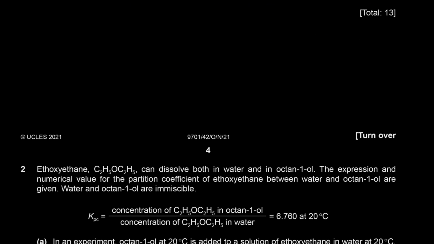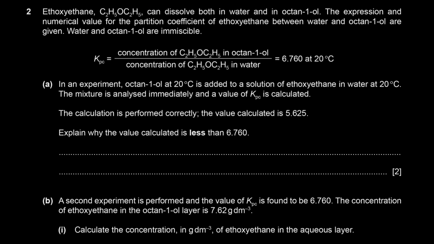All right, the next question is question number 2. Ethoxyethane can dissolve both in water and in octanol. The expression and numerical value for the partition coefficient of ethoxyethane between water and octanol are given. Water and octanol are immiscible. Normally if they say between water and octanol, here they've given octanol in the numerator and water in the denominator. But usually when they say a ratio between A and B, A should be in the numerator and B in the denominator. So the way they phrased it, I would actually put water in the numerator and octanol in the denominator if they asked me to calculate it.